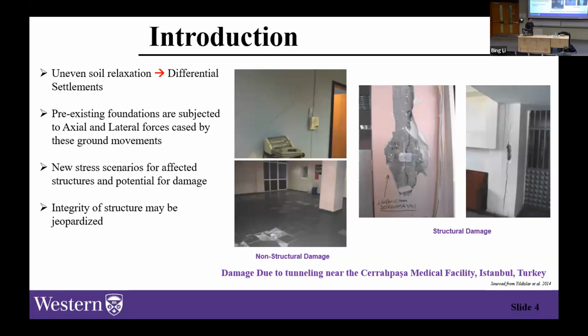Because when you look into the National Building Code of Canada or the American Concrete Institute building codes, you're given provisions on how to tackle wind load, seismic load, and of course, dead and live loads and stuff like that. But we're not really given a clear provision on how we should tackle settlement loads. So this new stress scenario could affect your structure and possibly damage it, and maybe even jeopardize your whole structure.